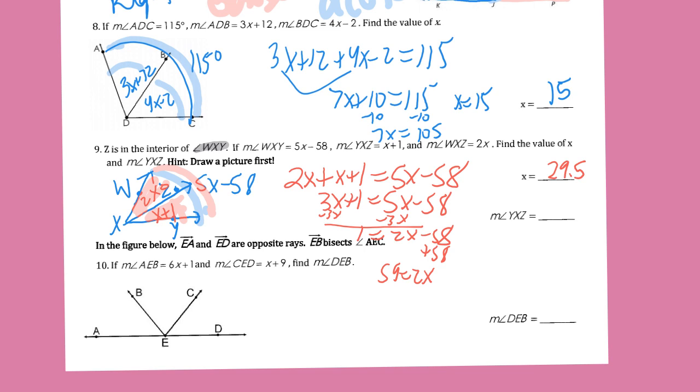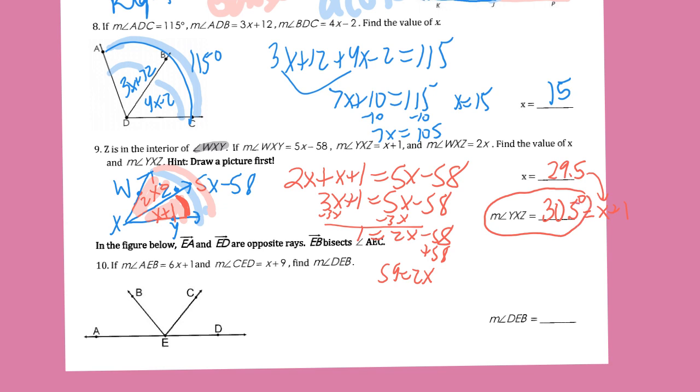However, it says, what is the measure of YXZ? So YXZ is going to be this middle value, this middle angle right here. If you want to find that, the measure of this is also equal to x plus 1. And so if you add x, which is this value, and you add 1 to it, you're going to get 30.5, and that's degrees. So that will be the measure of this angle, 30.5 degrees.